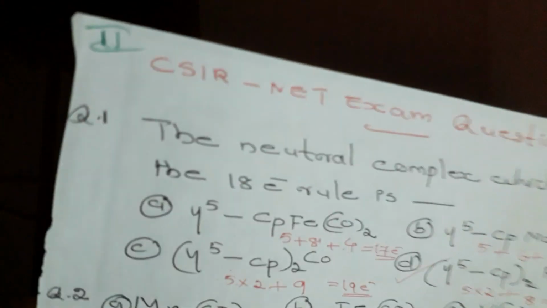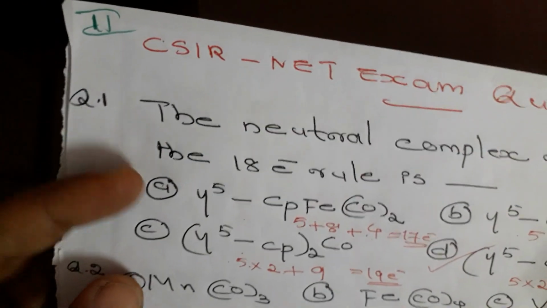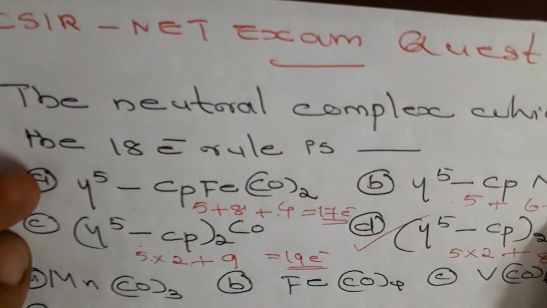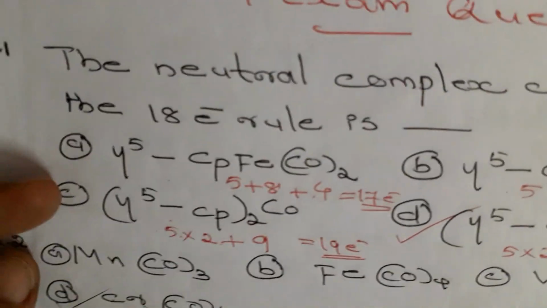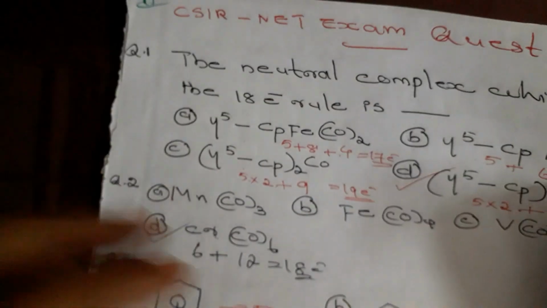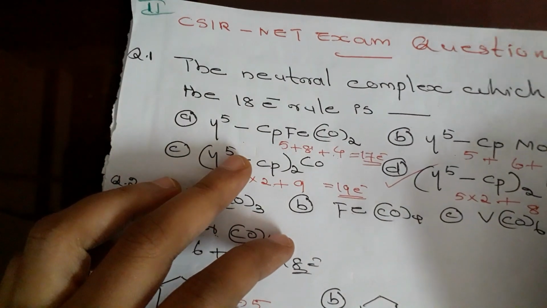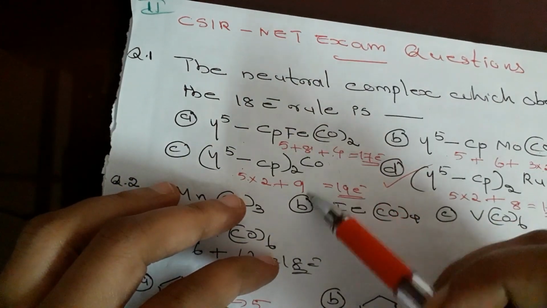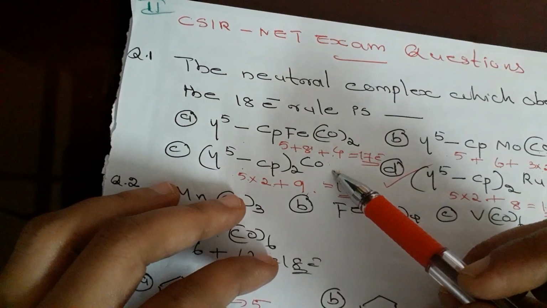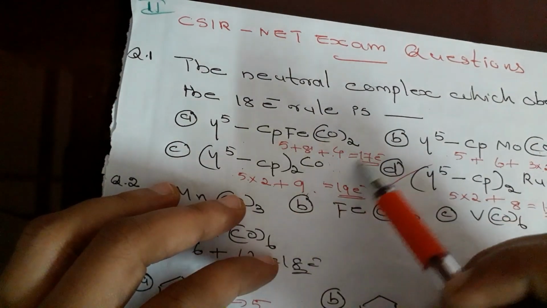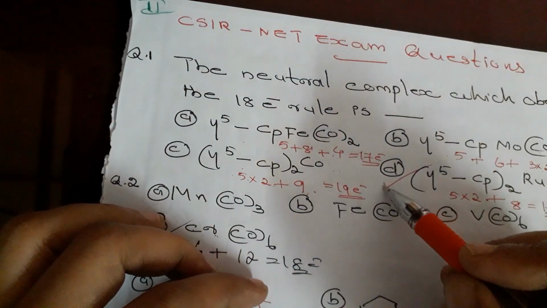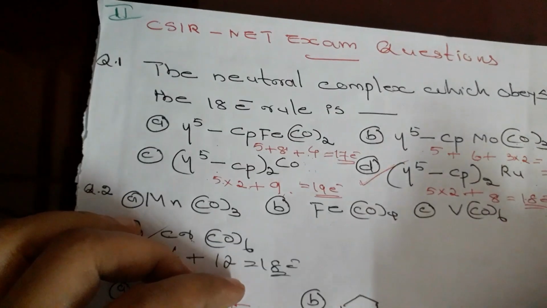Then the other one. This type of question will be asked in the CSIR NET exam. Just one example: the neutral complex which obeys the 18 electron rule is... So for a neutral complex which obeys the 18 electron rule, you just calculate every compound according to the neutral atom method. Okay, you calculate which one is 18 electron, that is the answer. Here this is the answer.